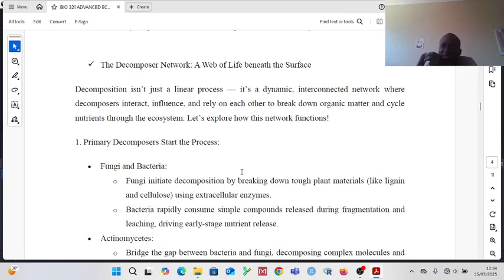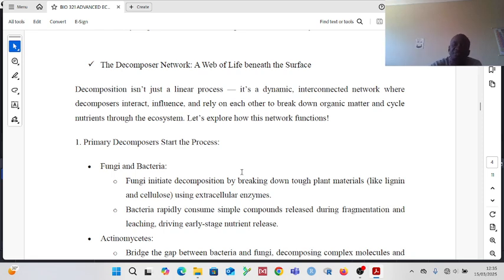Let's look at now the decomposer network. Okay, so decomposition is not just happening in a linear process, but is a dynamic interconnected network. So the decomposers will interact, and in the process of that interaction, it will influence how that cycling of nutrients is happening. So the primary decomposers will always start off the process.